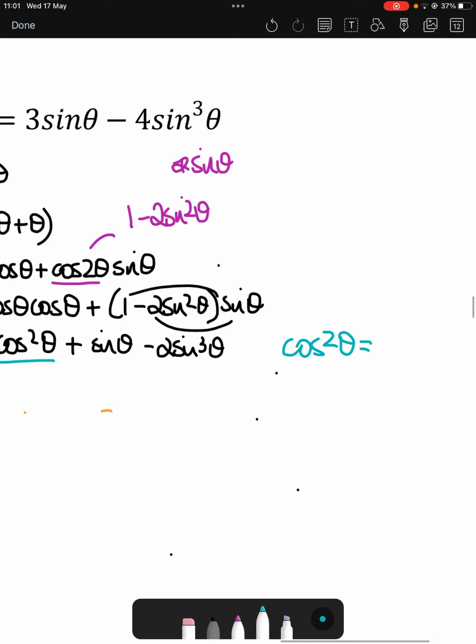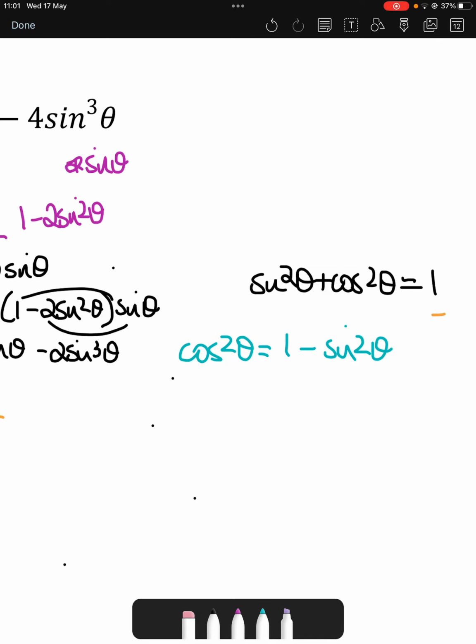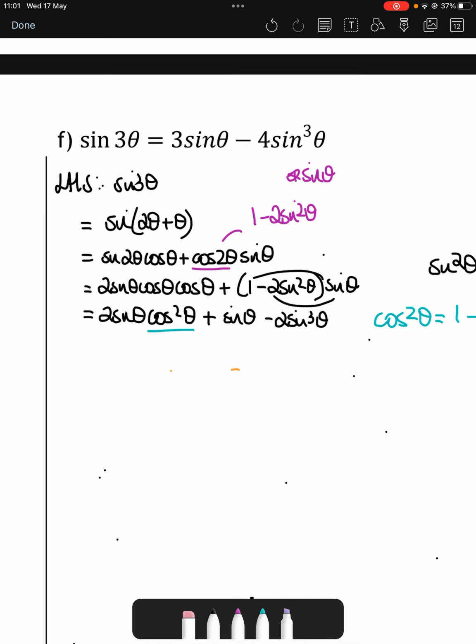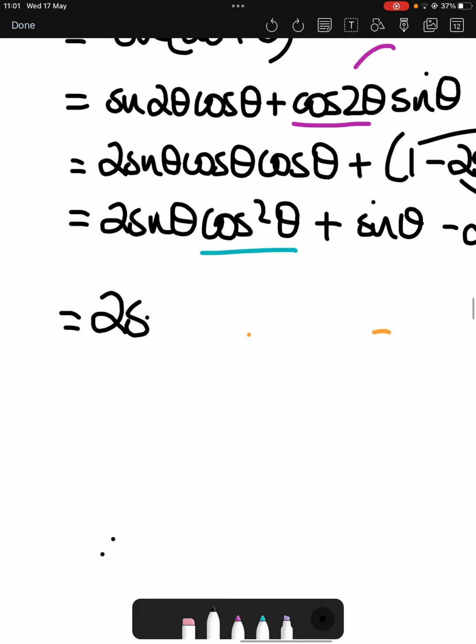So I need to think, right, how am I going to deal with cos squared? Now, what do we know about cos squared? It is related to sine squared because sine squared plus cos squared is 1. So if we just rearrange that, cos squared is 1 minus sine squared. Okay, so it's all about how do you get the answer that's there. You need to be constantly looking at the answer, feeding in all the information you know. Okay, so cos squared is 1 minus sine squared.